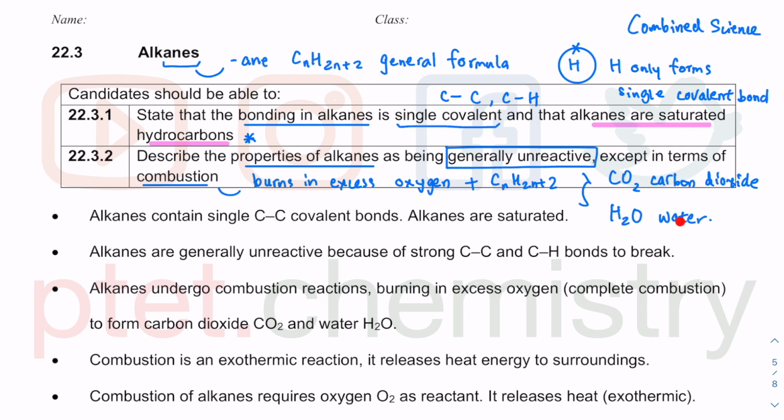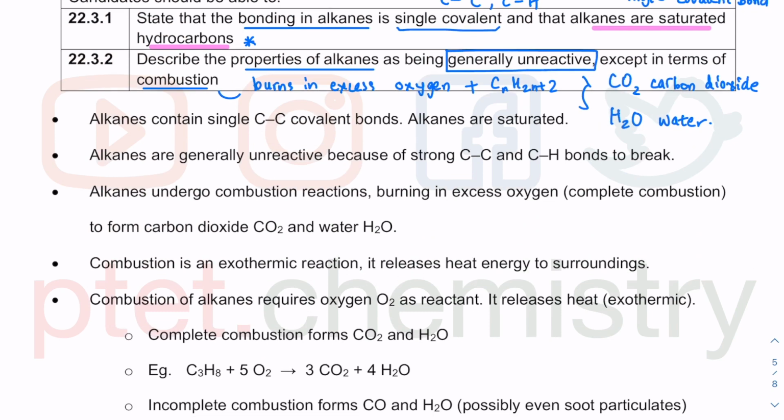Environmental chemistry was covered in year 10 combined science chemistry. So alkanes contain single carbon-carbon covalent bond. Alkanes are saturated. Now what does saturated mean? Saturated means only carbon-carbon single covalent bond. So that is the meaning of saturated, only carbon-carbon single covalent bond in alkanes. Alkanes are generally unreactive. Why? Because you have strong covalent bonds. If you want to react them, you have to break strong carbon-carbon covalent bond, strong carbon-hydrogen covalent bond.